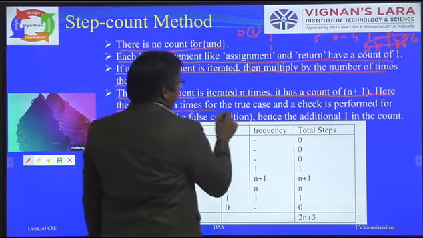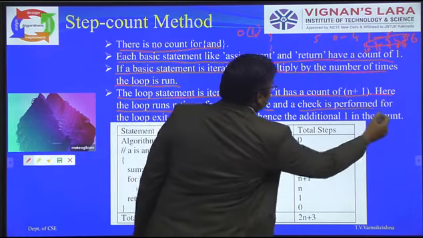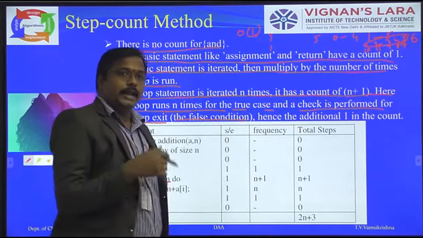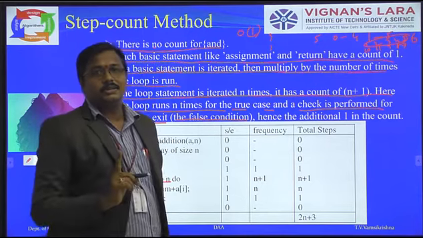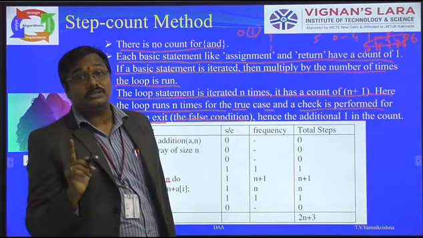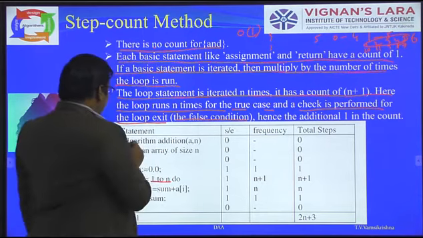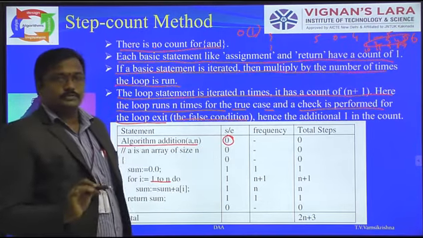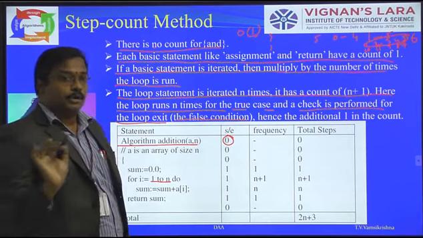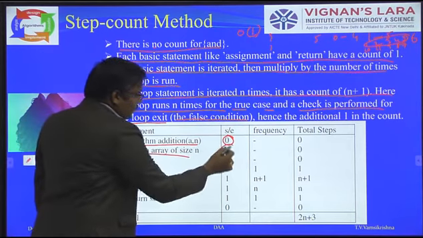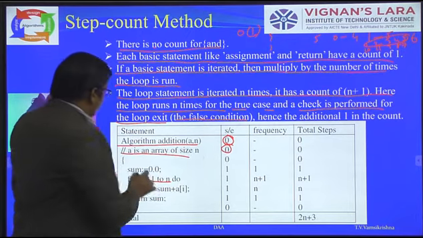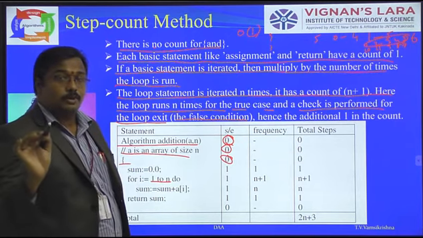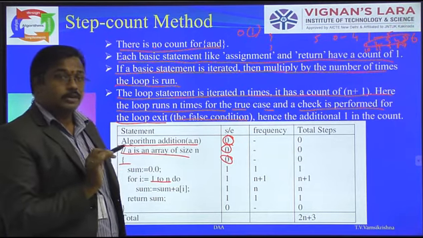Here the loop runs n times for the true case, and a check is performed for the loop exit, which is the false condition. So n times true, 1 time false: totally n plus 1 times the condition is checked. Now this is the algorithm. For this line, the step for execution is 0; it will not be considered a program step. This is a comment, and we know its step for execution is 0. This is the open brace, already discussed; it is also not considered a program step. So the step count is 0.